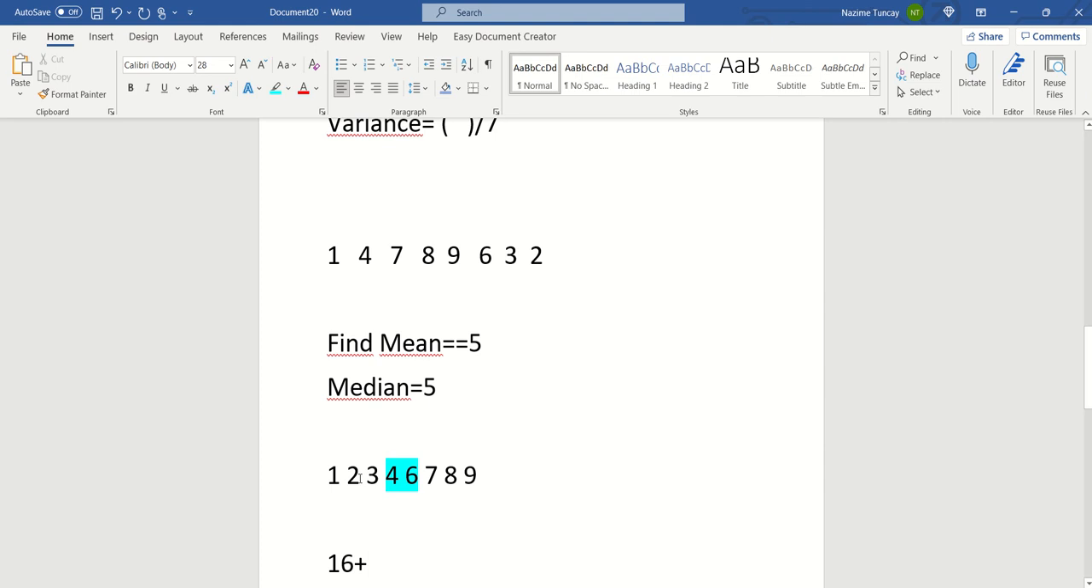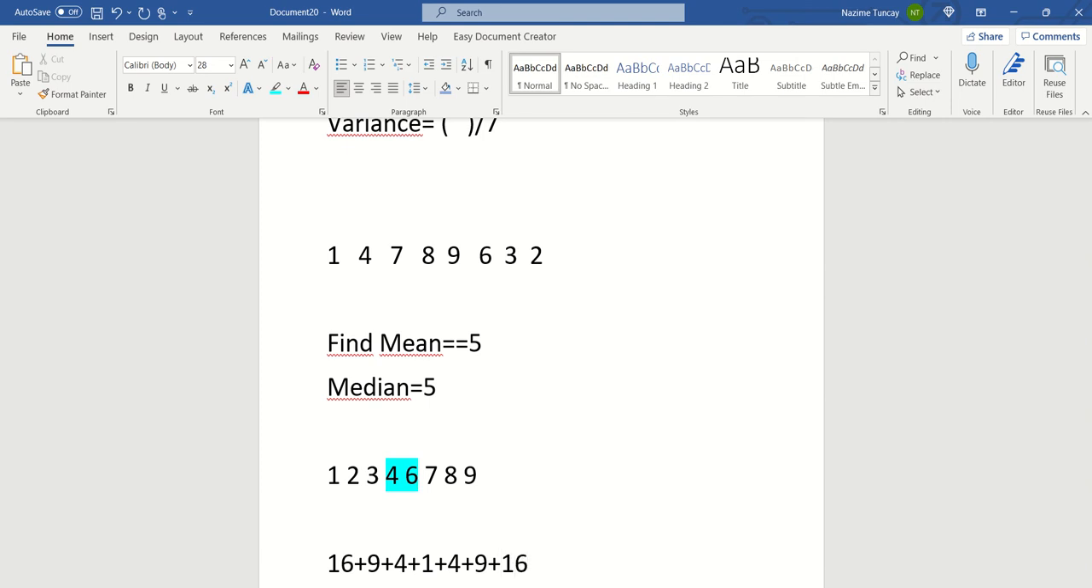The second one, 2 minus 5 to the power of 2. So what's that? 9. Good. Now the next one, 3 minus 5 to the power 2. What's that? 4. Good. Now 6 minus 5 to the power 2 is 1. 7 minus 5 to the power 2. 8 minus 5 is 3 to the power 2, 9. And I have 16 here, okay?